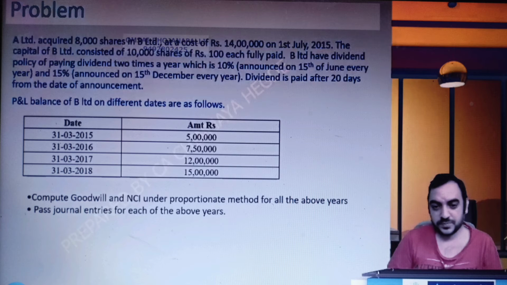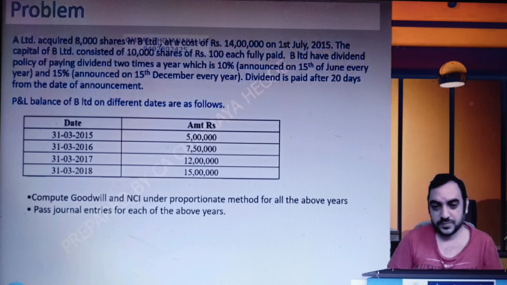A Limited acquired 8,000 shares in B Limited at a cost of 40 lakh on 1st of July 2015. The capital of B Limited consisted of 10,000 shares of 100 each fully paid. B Limited has the policy of paying dividend 2 times a year, which is 10% announced on 15 June every year and 15% announced on 15 December every year. Dividend is paid after 20 days from the date of announcement.